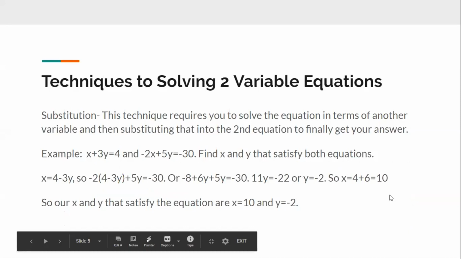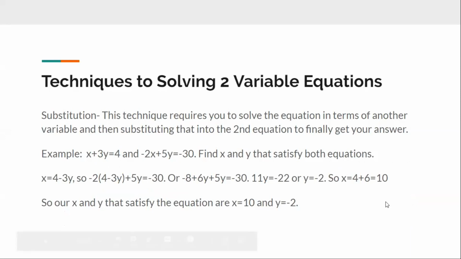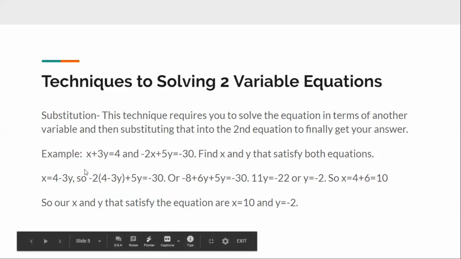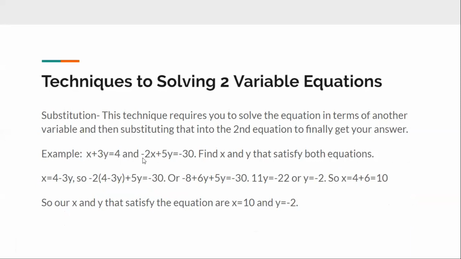So first, there's substitution. This technique requires you to solve one equation for one variable in terms of the other and then substitute that into the second equation to finally get your answer. This is typically the slower method, but I'll still go over it. So here are your two equations: x plus 3y is equal to 4 and negative 2x plus 5y is equal to negative 30. And you're asked to find x and y that satisfy both equations.